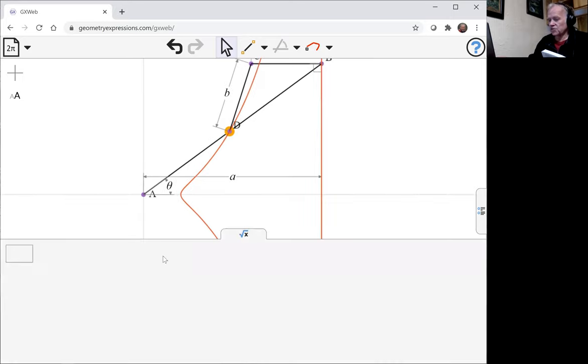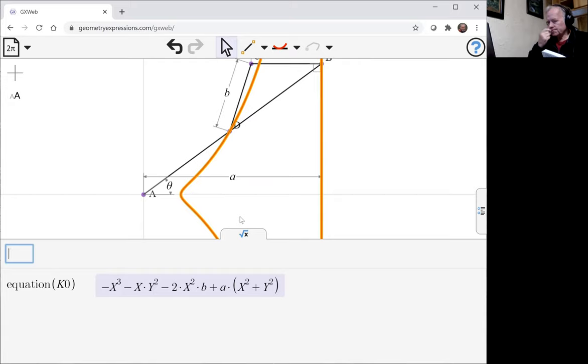What does the equation look like? The equation of that curve, K naught. And this is the cissoid equation there. X cubed plus y squared. So it's a cubic equation.